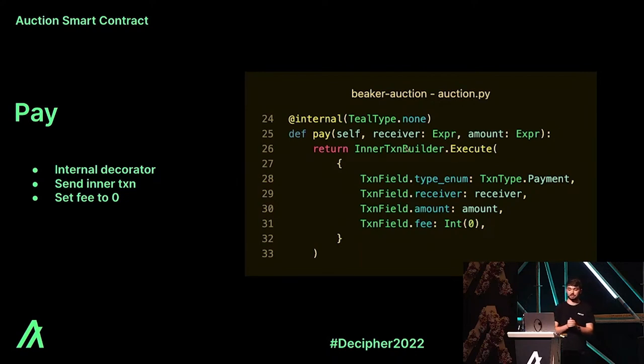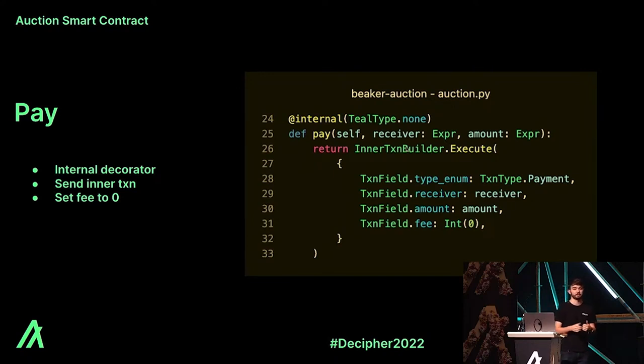So we use this InnerTransactionBuilder.Execute to define what that transaction should be, because we want to signify that this is a payment transaction. We're setting the receiver and the amount according to our arguments that we pass in, and then we're setting the fee to zero. And we're setting the fee to zero here so that the smart contract itself doesn't have to worry about ensuring that it has enough algo to pay for fees.